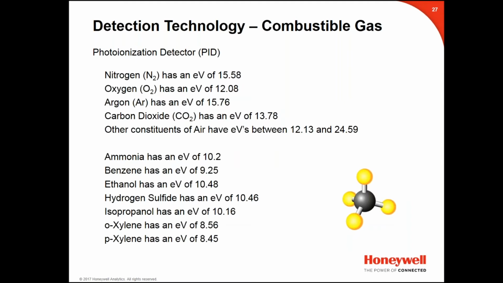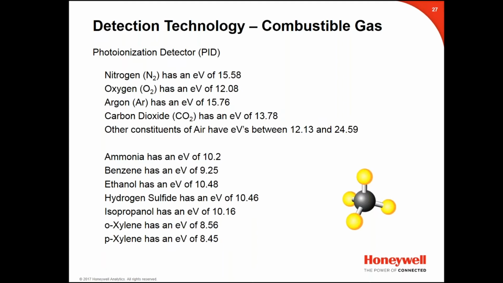So whether or not a gas will ionize in the presence of the UV lamp is dependent upon what's called the ionization potential, or the EV of the actual gas. EV stands for electron volt. Now, using a UV lamp with a 10.6 EV output, gases with an ionization of 10.6 EV or less will ionize. Gases with ionization values greater than 10.6 EV won't ionize using that lamp.